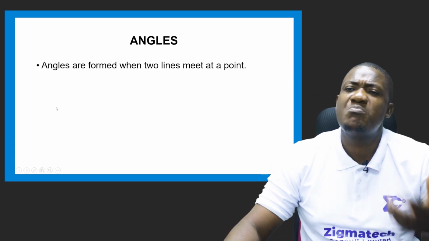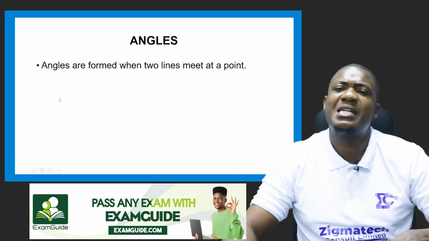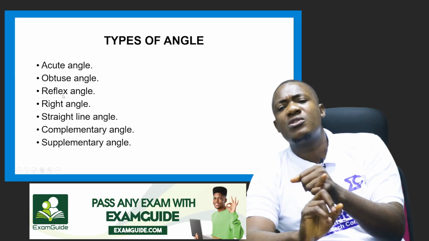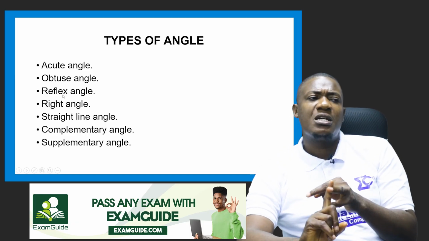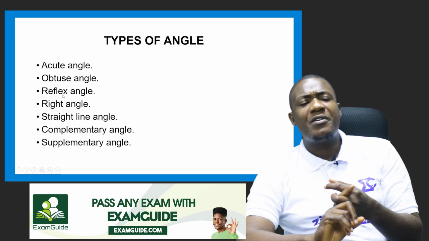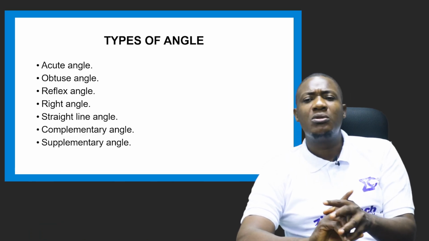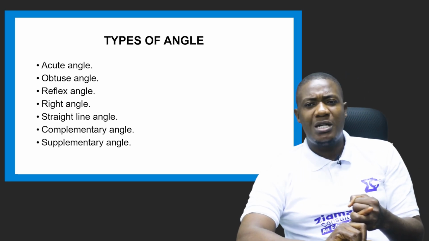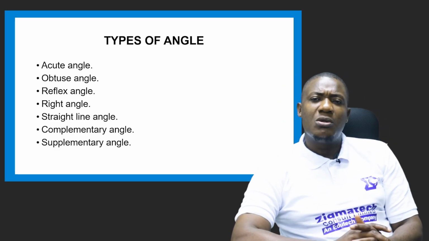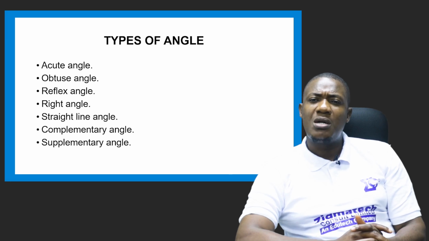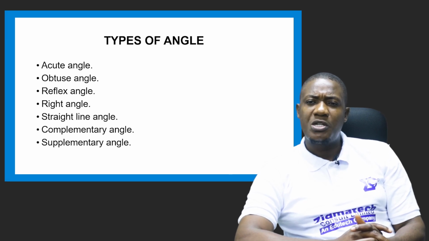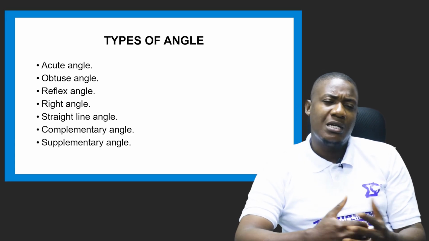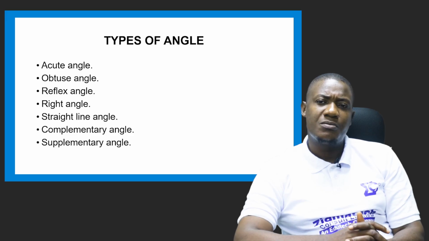So where two lines meet, an angle is formed at that point. We have different types of angles. We have an angle we call acute angle. We have obtuse angle. We have reflex angle. We have the right angle. We have the straight line angle, the complementary angle, and the supplementary angle. Permit me to tell you the meaning of each of these angles and show you pictures to help you understand it properly.